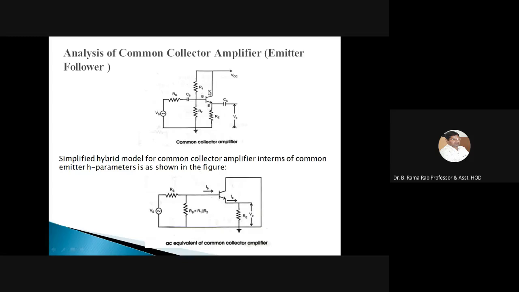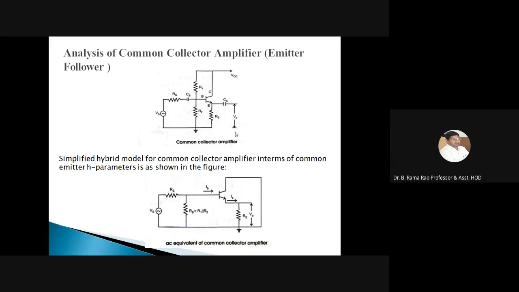Then we keep the transistor as it is and find the output voltage. Here the collector terminal is common for input and output; the collector is simply grounded. The input is given between the base and collector, and the output is taken between the emitter and the collector. So the CC amplifier is simply called the emitter follower. This is the simplified model for the common collector amplifier.